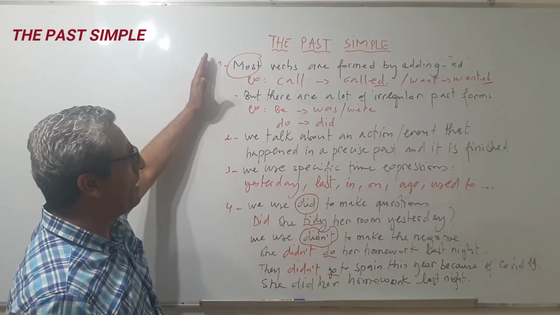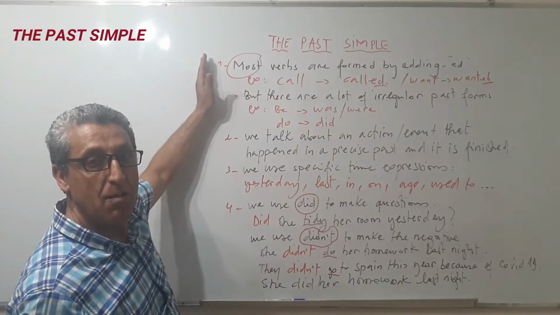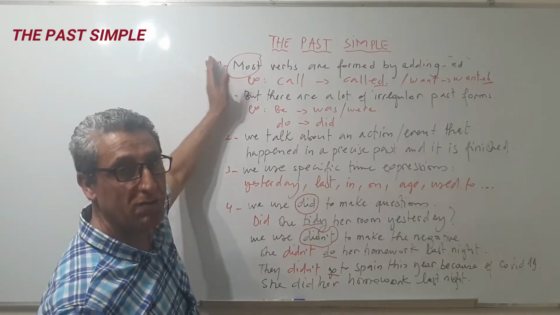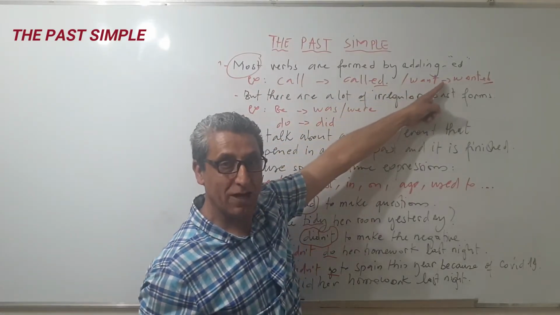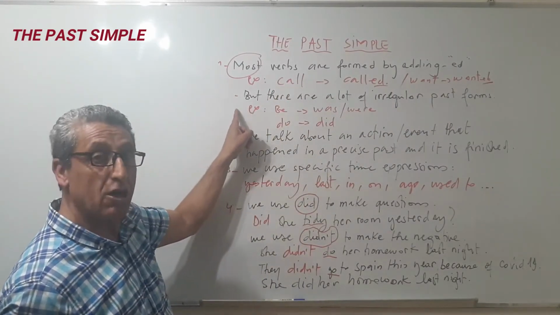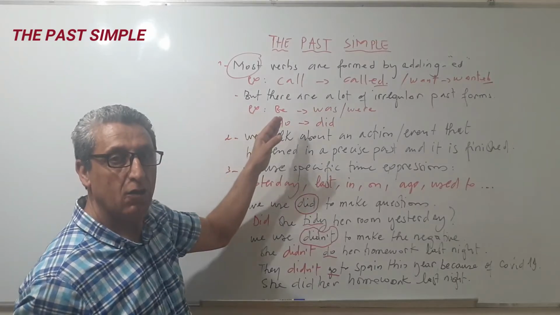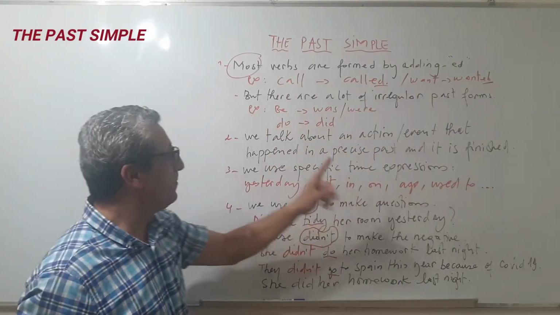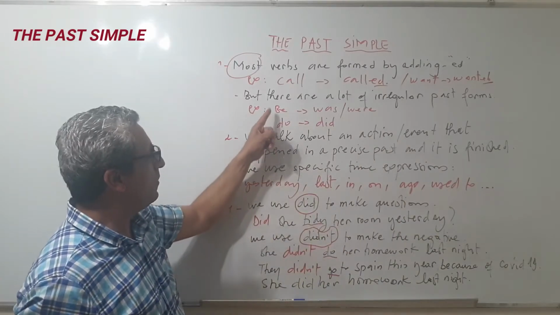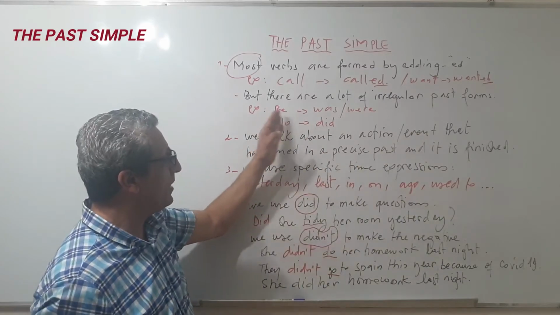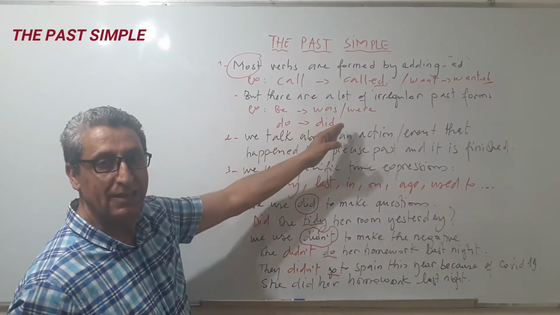We have point number 1. We said that most verbs in the past simple are formed by adding ed. Example, called, etc. But there are some verbs we call irregular verbs because they do not add ed in the past. So there are a lot of irregular verbs or past forms. Example: be, was, were; do, did.